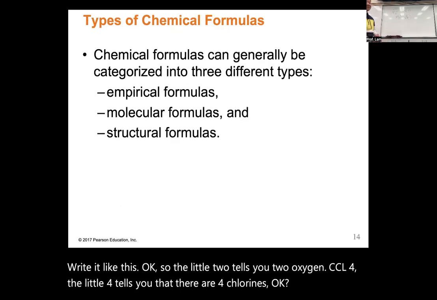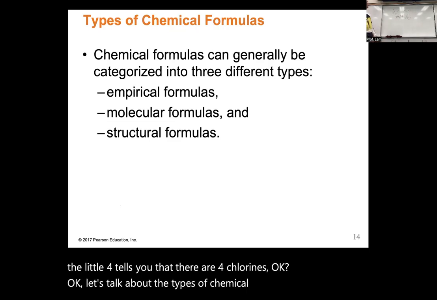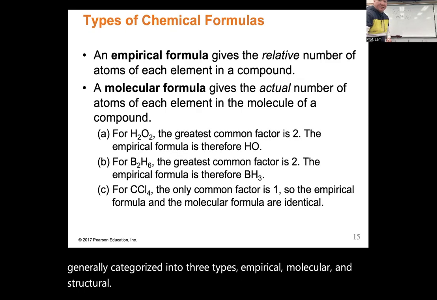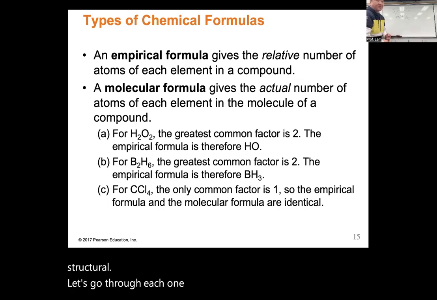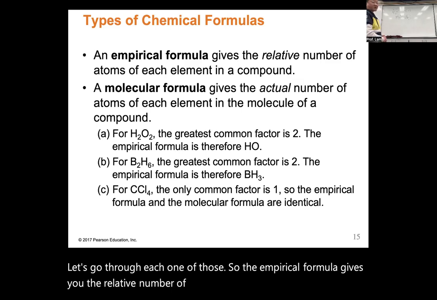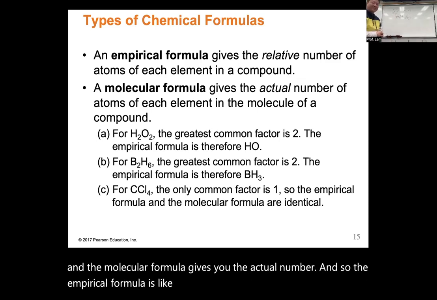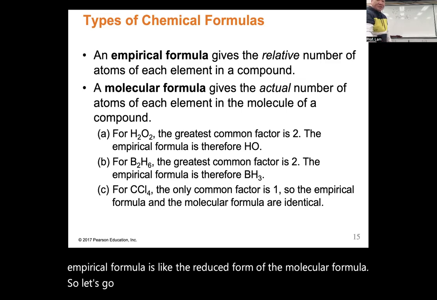Okay, let's talk about the types of chemical formulas. They can be generally categorized into 3 types: empirical, molecular, and structural. Let's go through each one of those. So the empirical formula gives you the relative number of atoms of each element in a compound, and the molecular formula gives you the actual number. Okay, so the empirical formula is like the reduced form of the molecular formula. So let's go through these examples and you'll see what I mean.